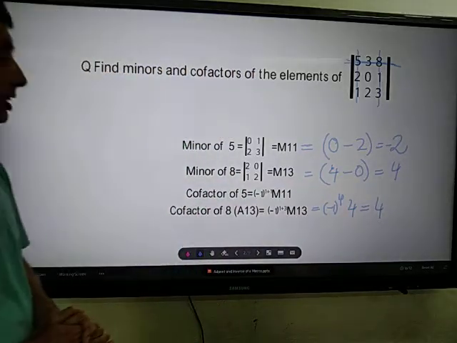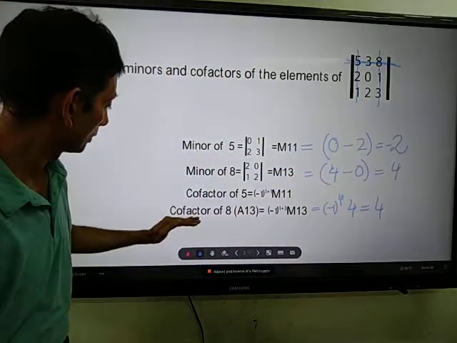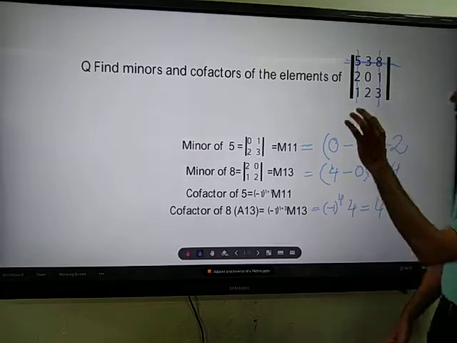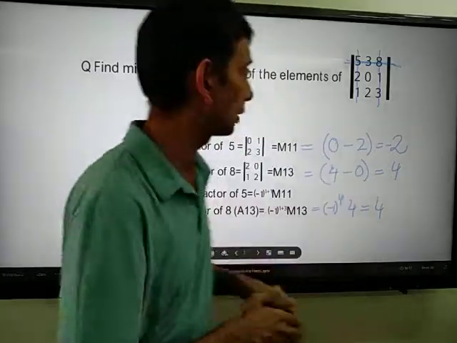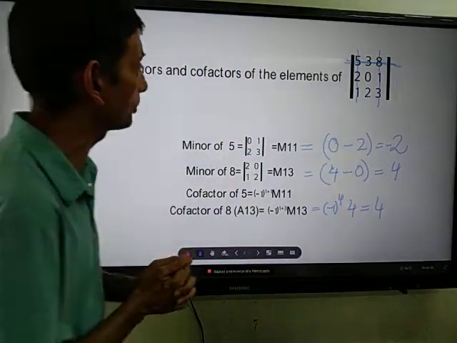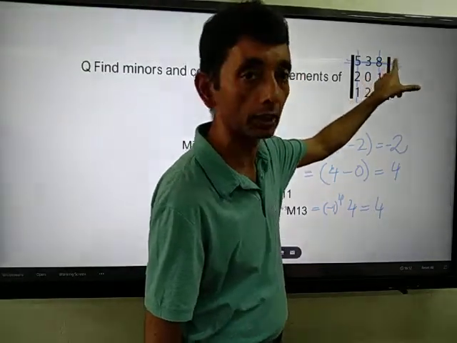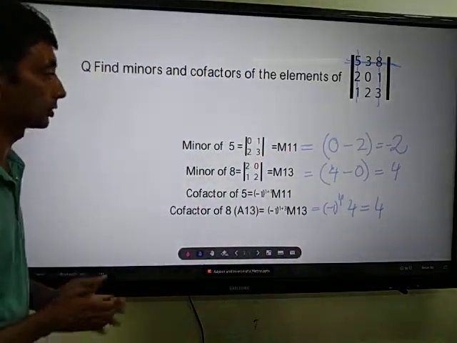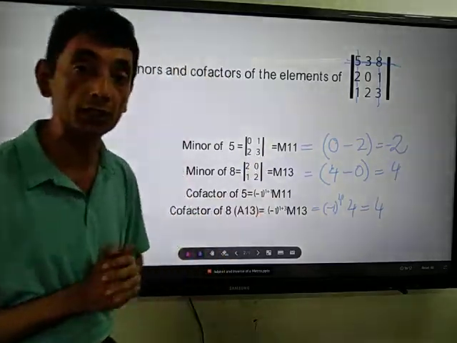So what we have seen, let us compare. The minor of 8 is 4 and the cofactor of 8 is also 4. So for the cofactor of 8 and the minor of 8, there is no difference. How do we decide where there will be a difference between the minor and the cofactor? It depends on the position of this element. The position of this element is 1, 3, so 1 plus 3 is an even number. In case the sum of the suffixes is an even number, there won't be any difference between the value of the minor and the value of the cofactor.